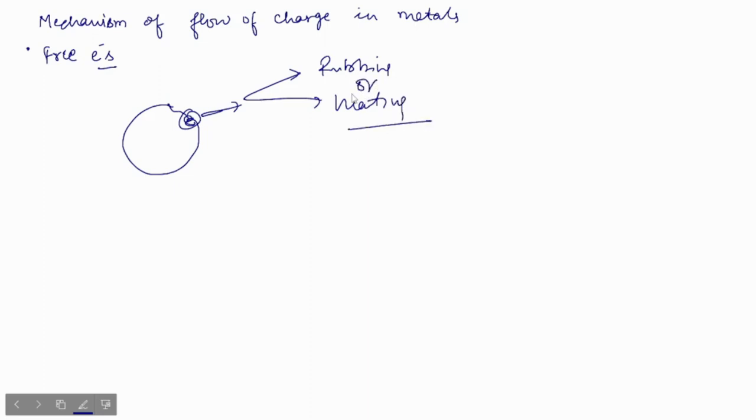In fact, if outermost electrons leave their atom and move freely in the vacant space between the atoms, these electrons are called free electrons, or conduction electrons. Means the electrons which get freed from the atom due to rubbing or heating, which move freely in the vacant space between the atoms, are called free electrons or conduction electrons. And one more term that comes: electrical conductivity.